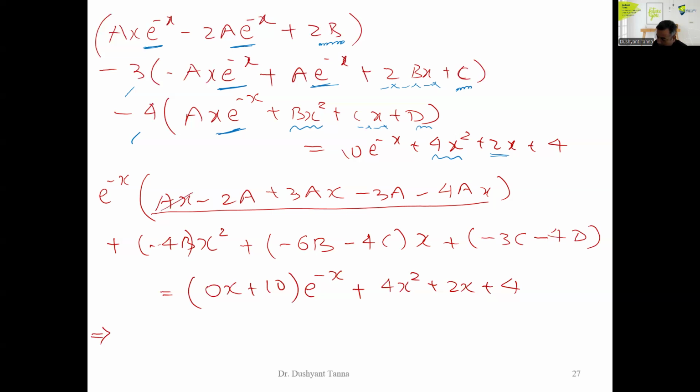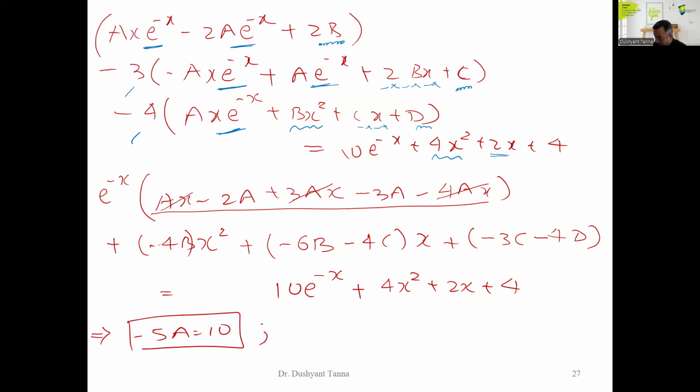Okay, ax, 3x, and 4x is gone. Good. We don't have to worry about 0x. Minus 2a, if you don't want, don't write it. Yeah, just write 10. Because now I realize, yeah, let's not increase it. So 10, right? So minus 5a is 10. Okay. Then minus 6b minus 4c is 4.